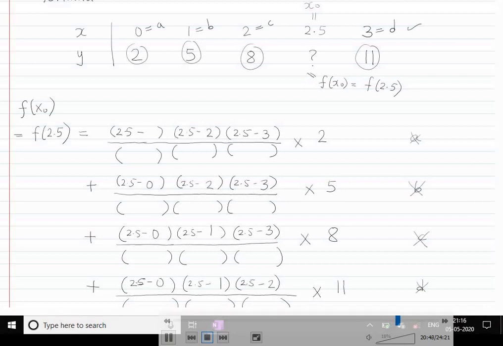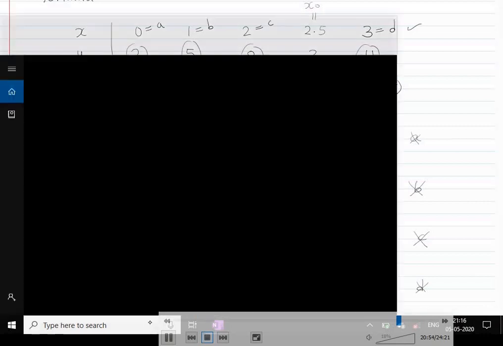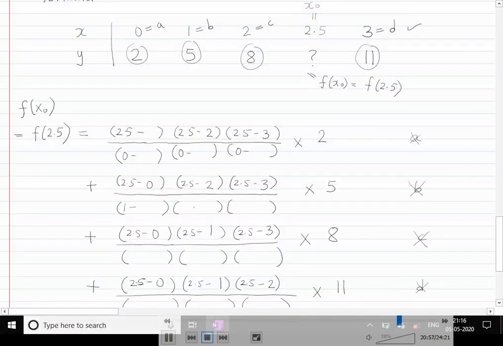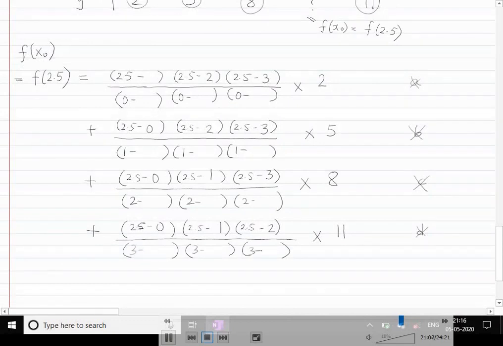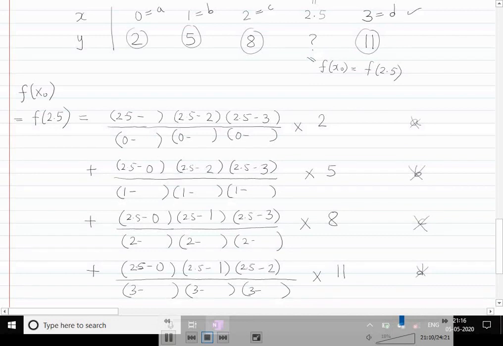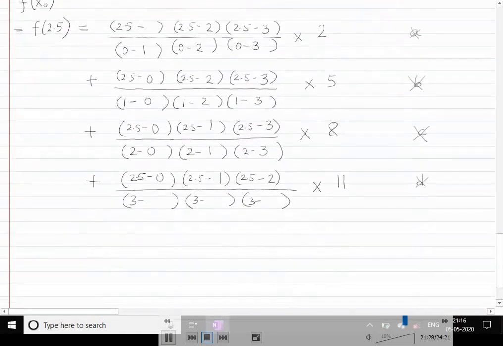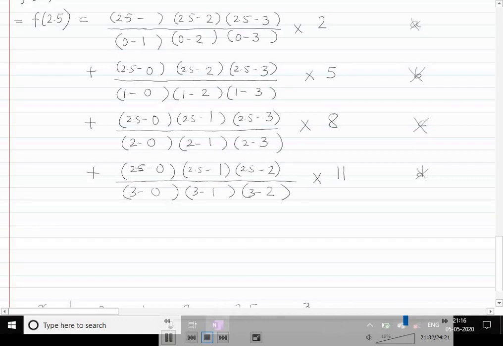Now with the denominator I will write A minus A minus A minus, means I will write 0 minus 0, minus 0 minus, 1 minus, next is 1 minus, 1 minus, 1 minus, now I will have 2 minus, 2 minus, 2 minus, 3 minus, 3 minus, 3 minus. Next I will not write A afterwards, so I will write B, C, D, and I will write 1, 2 and 3. Here I will not write 1 minus 1, so I can write 1 minus 0, 1 minus 2 and 1 minus 3. 2 minus 2 I will not write here, means I will write 2 minus 0, 2 minus 1, 2 minus 3, 3 minus 0, 3 minus 1, 3 minus 2.